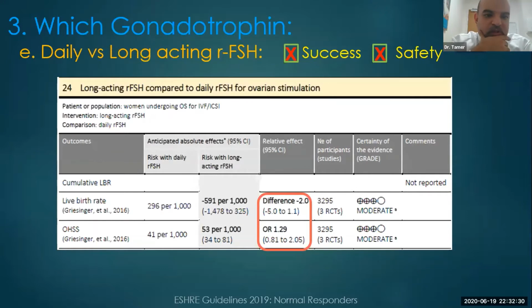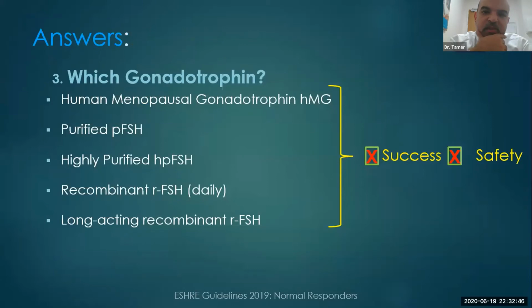The new recombinant long-acting FSH versus the daily recombinant FSH, again, same safety profile for both, and same live birth rate. So my summary, or the take-home message, is choose what you are comfortable with. Choose based upon availability, convenience, and maybe price, because none of them has shown much superiority in normal responders, for your normal average patient.